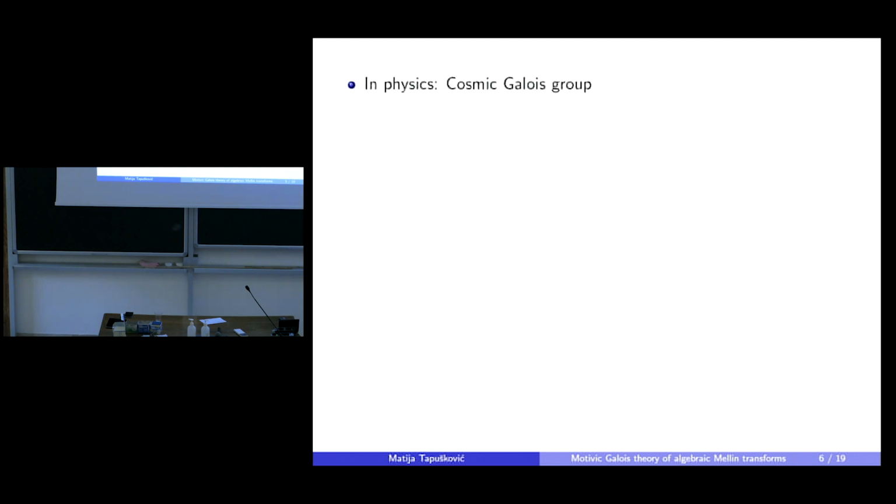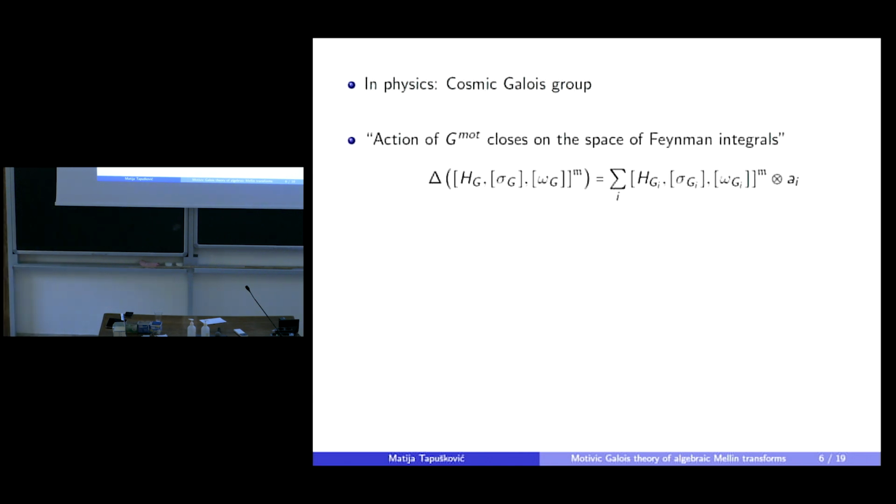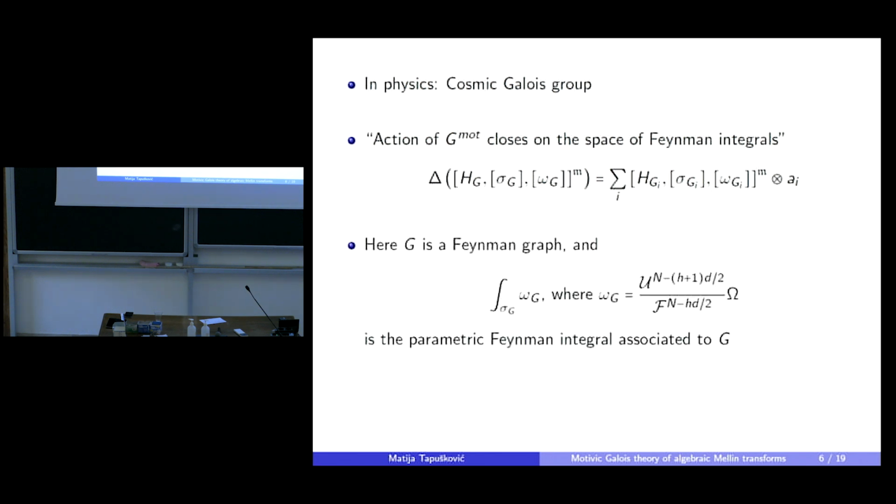Okay, so what does this have to do with physics? There's something called the cosmic Galois group, which comes from this idea that the action of G mod should be closed on the space of Feynman integrals. So, or equivalently, the coaction should always look something like this. So the coaction of a triple here, where G is a Feynman graph, and this omega_G is the parametric Feynman integrand, where U and F are first and second Symanzik polynomials, and sigma_G is just the standard simplex in projective n space.